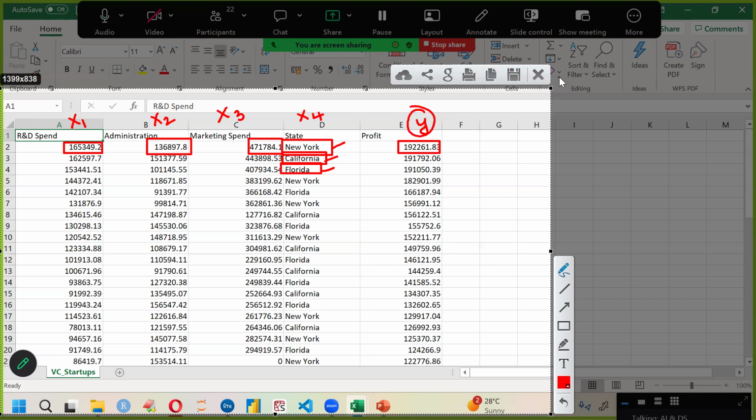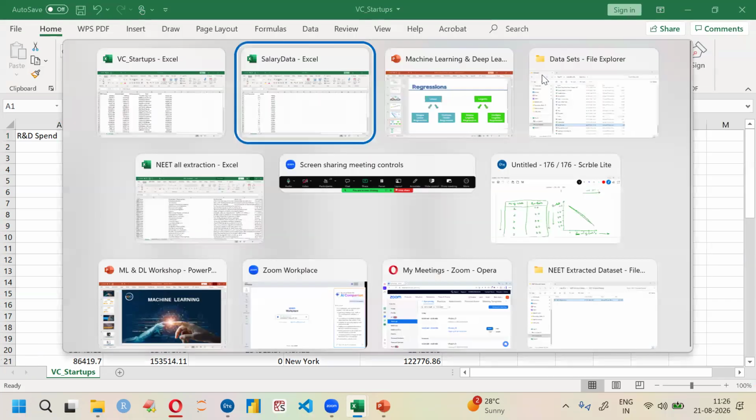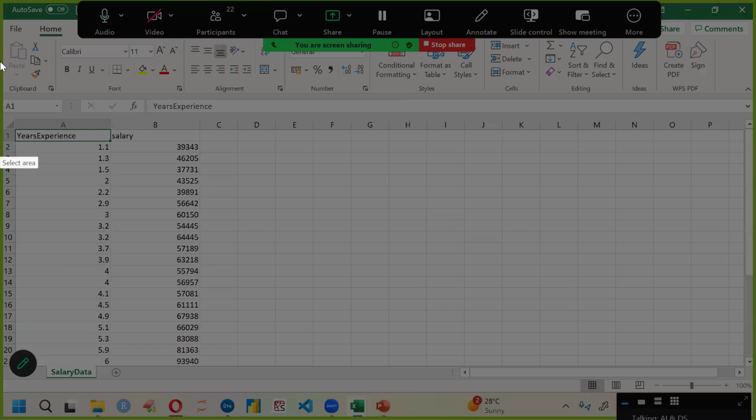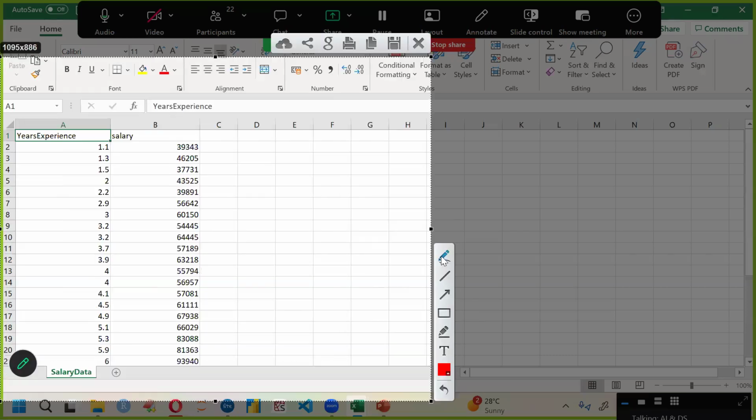And now, let us go to the simple linear regression data set. If you see here, this is the data set that I have. Now, what is the question? I want to find out, for a person with 3.5 years of experience, how much salary he should get. The question is how much salary he should get. Fine. So let us solve this problem using simple linear regression. Okay.